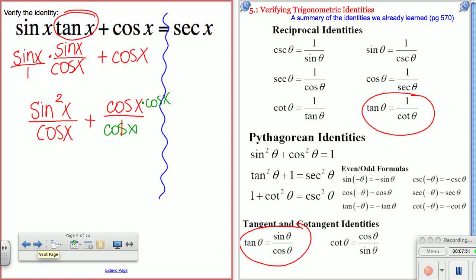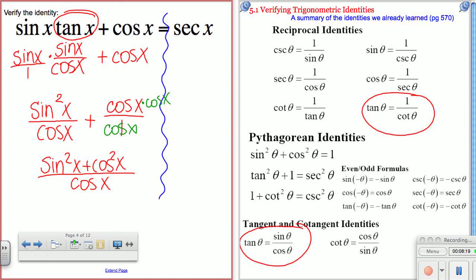Now that I have common denominators, I can go ahead and add straight across the top: sine squared x plus cosine squared x. And remember, when you're adding fractions, you add across the top and the denominator stays the same. So now I have sine squared x plus cosine squared x all over cosine x.